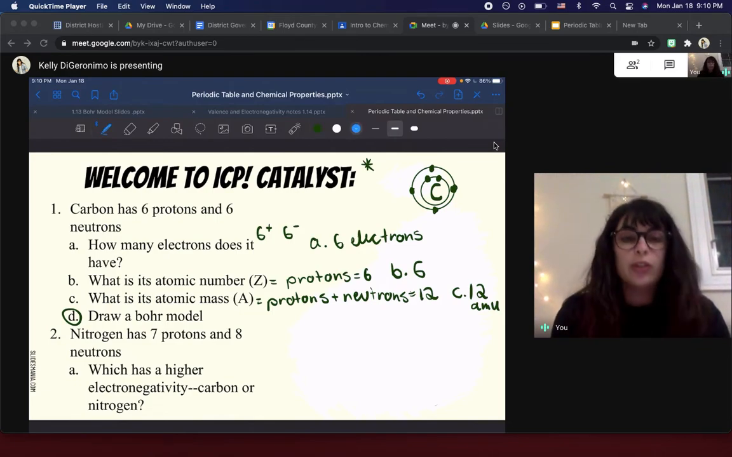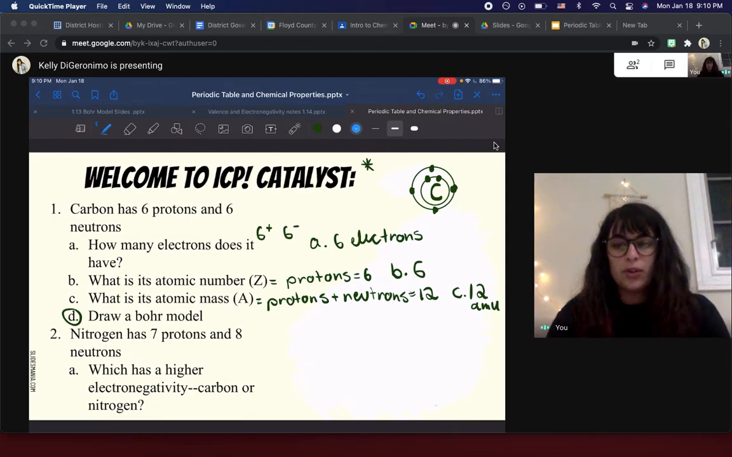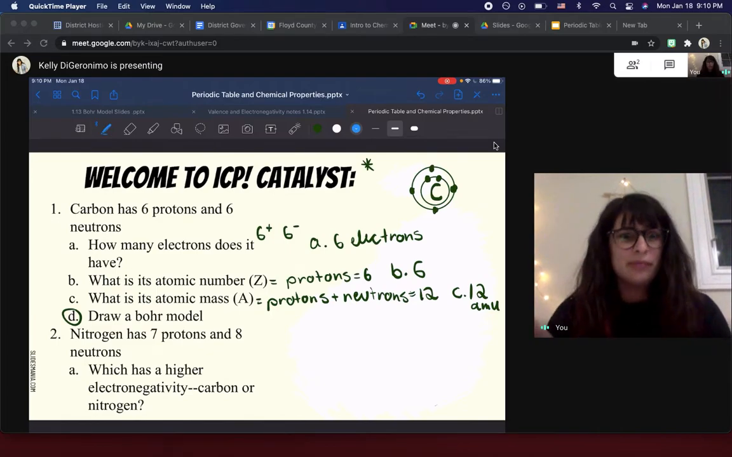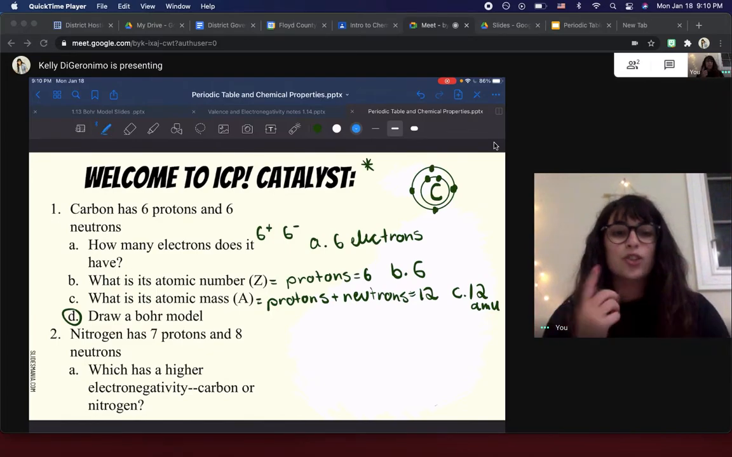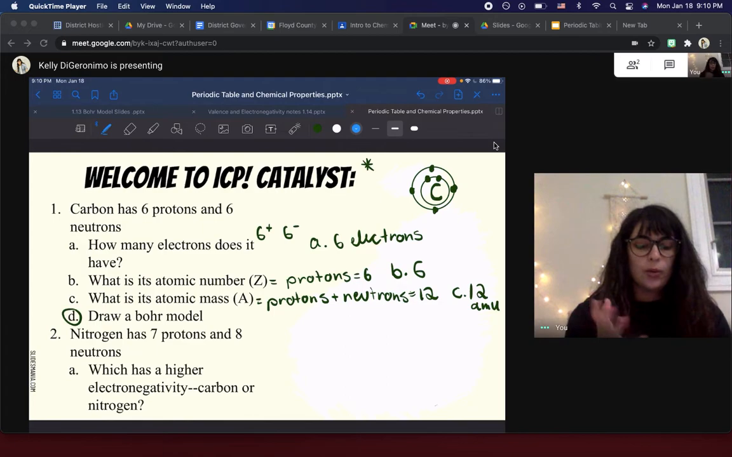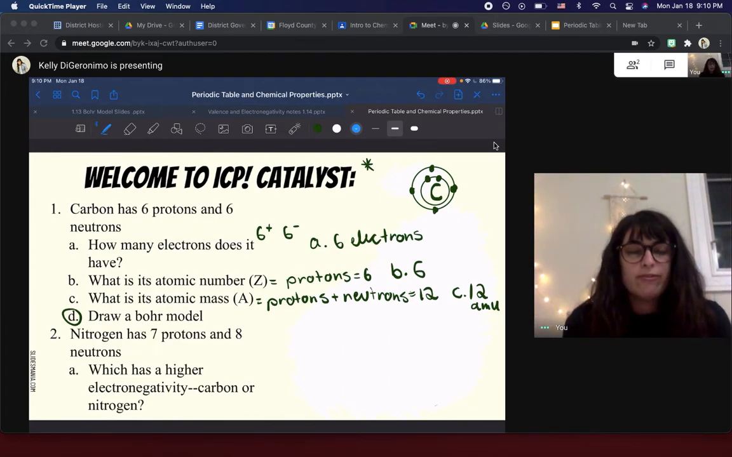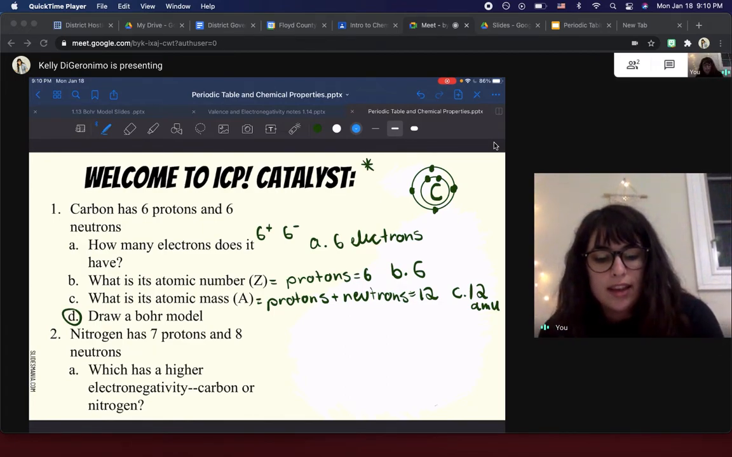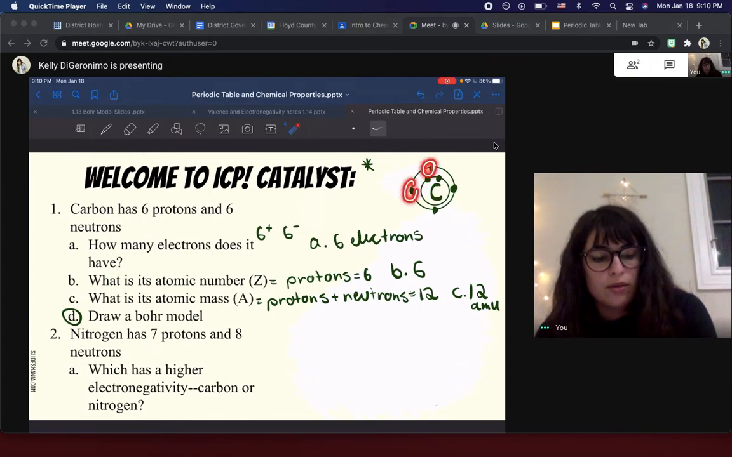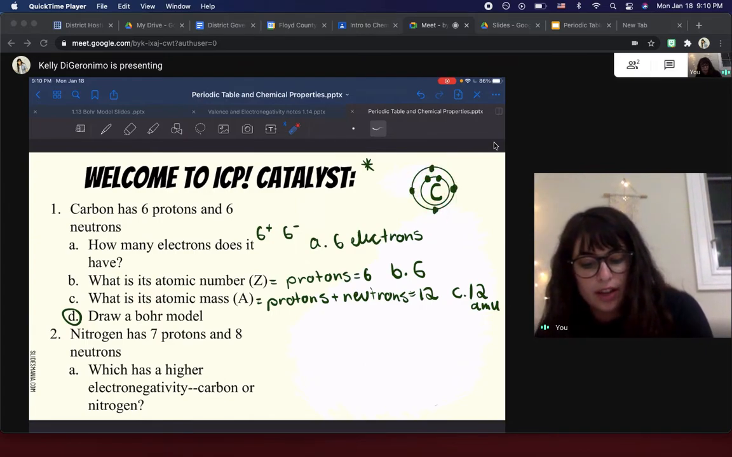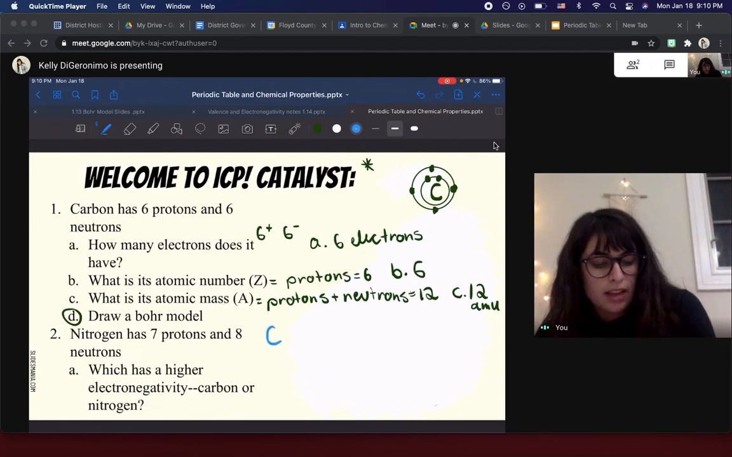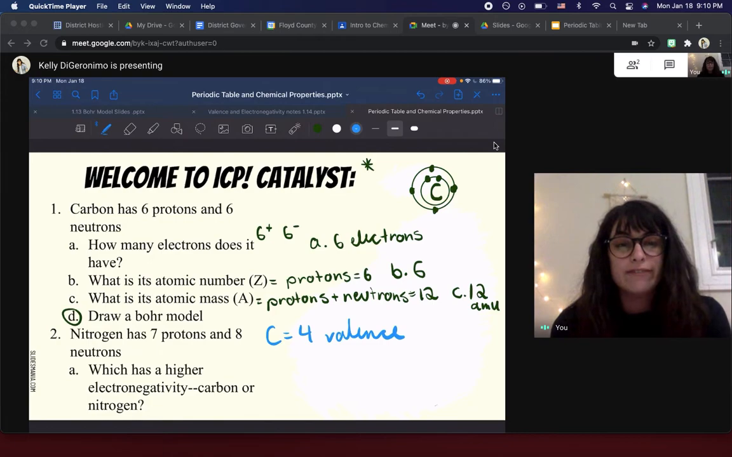I will change to blue and let's try number 2. Nitrogen has 7 protons and 8 neutrons. Which has a higher electronegativity, carbon or nitrogen? Try it yourself. Well, carbon has 4 valence electrons, and we can see that in our Bohr model. There's 1, 2, 3, 4 in that outer shell. I'm going to write that down. Carbon equals 4 valence electrons. So it needs 4 more to finish out its shell.